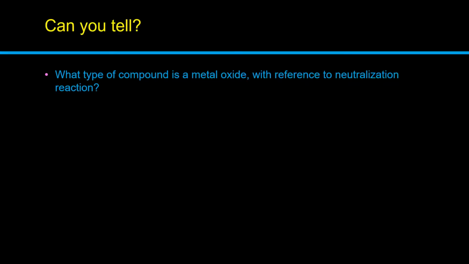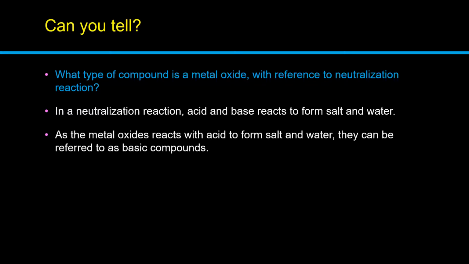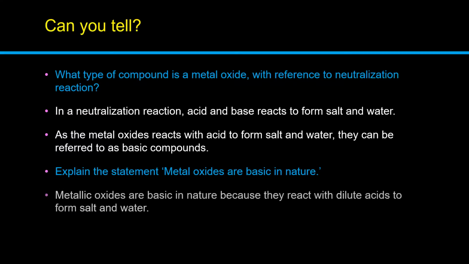Now children, can you tell what type of compound is a metal oxide with reference to a neutralization reaction? According to the neutralization reaction, acid and base react to form salt and water. As the metal oxide reacts with acid to form salt and water, it can be referred to as a basic compound. Can we explain this statement, metal oxides are basic in nature? We can explain that metal oxides are basic in nature because they react with dilute acids to form salt and water.